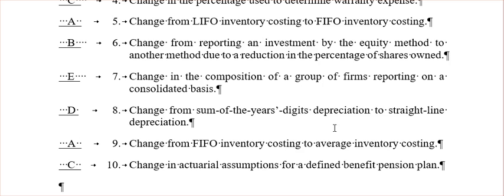From FIFO to average. Does it say to LIFO? Did it say to LIFO? It did not say to LIFO. It's a change in principle, retro, restate.